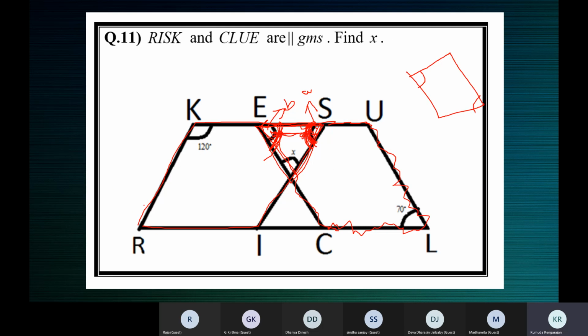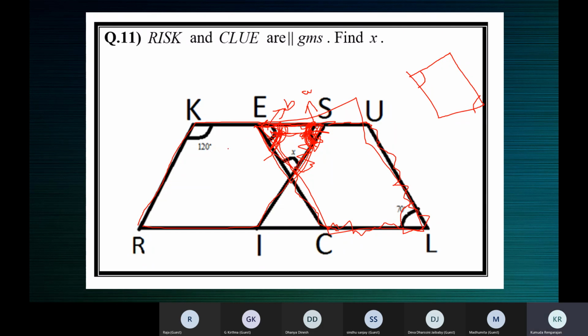Not finding the pointer. Don't see this line. Don't see this one. Don't see this line. See only this parallelogram. So opposite angles, this one and this one, they're opposite angles, they're equal. Opposite angles of a parallelogram are equal. So this is 70 degrees and this is B. So B is equal to 70 degrees, opposite angles are equal.